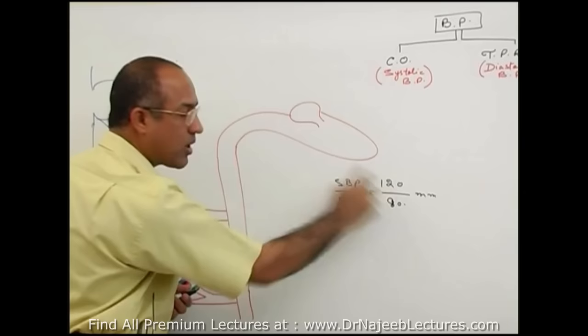So do you think veins will constrict or remain dilated? So blood will pool into the lower part of the body. Venous return will become very less. Cardiac output will become very less. And with cardiac output less, on standing, your systolic blood pressure will dramatically drop.